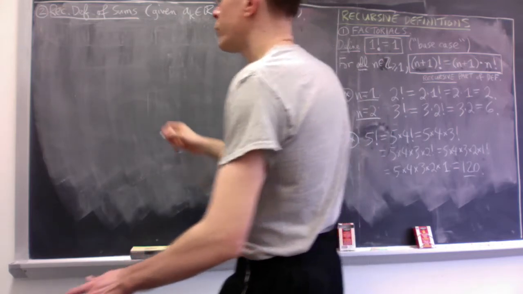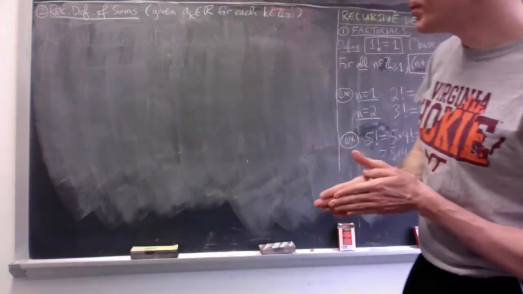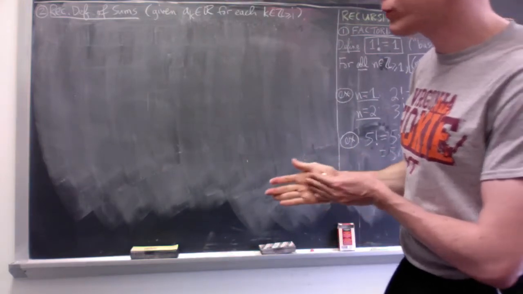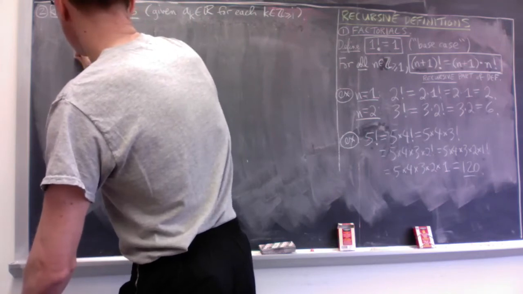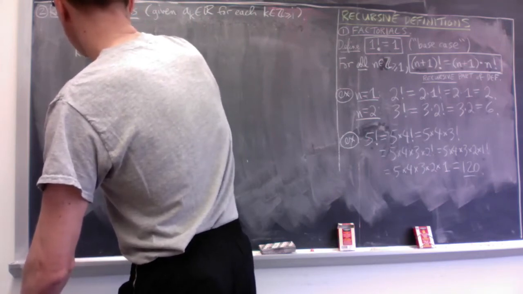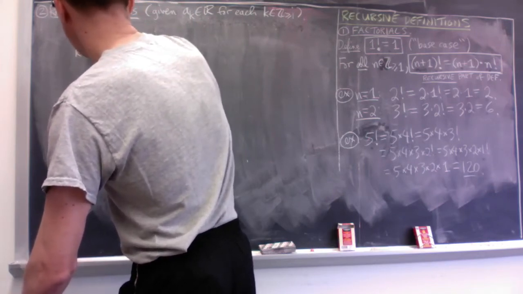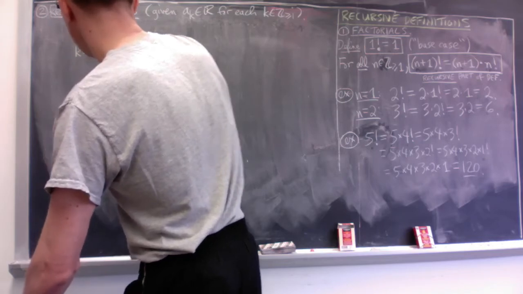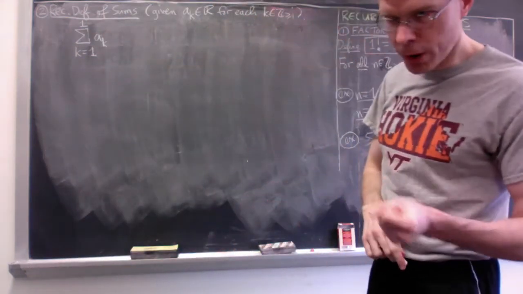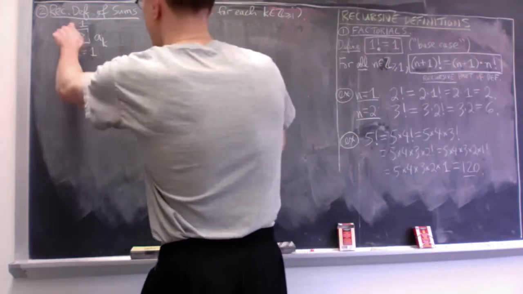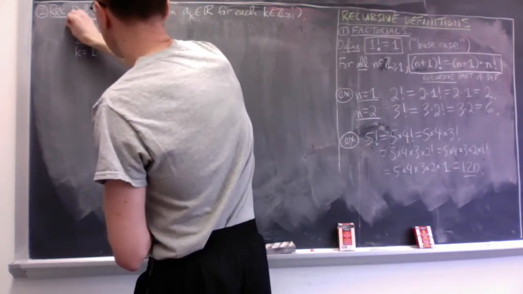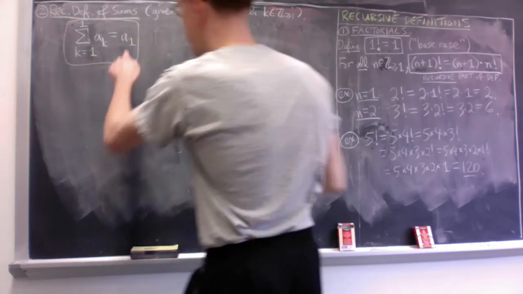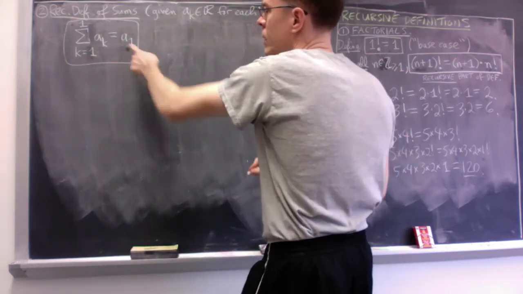All right, and so every recursive definition is going to have these two pieces, the base case and a recursive part. And the base case for a sum is the sum from k equals 1 to 1 of a_k, which is basically just one term. You're starting and stopping at 1, so that sum is just a_1. You're not even really summing anything.